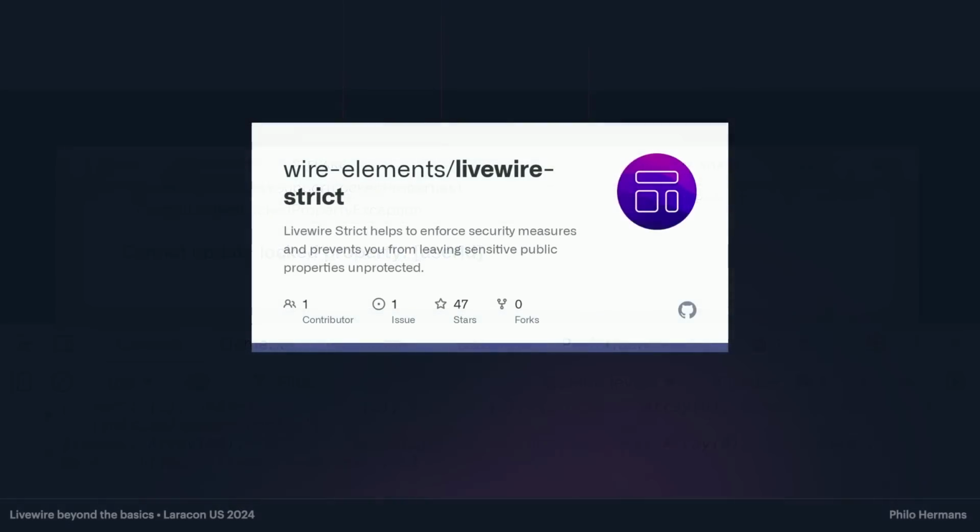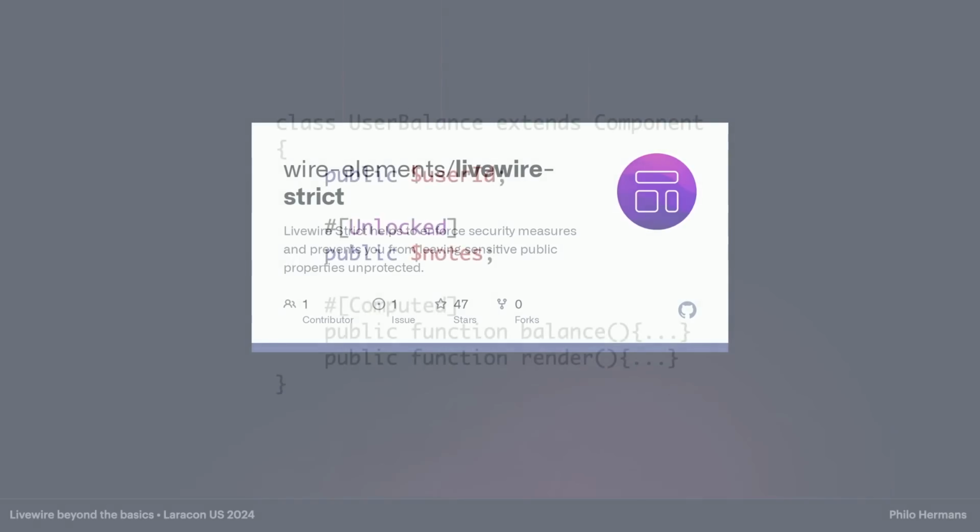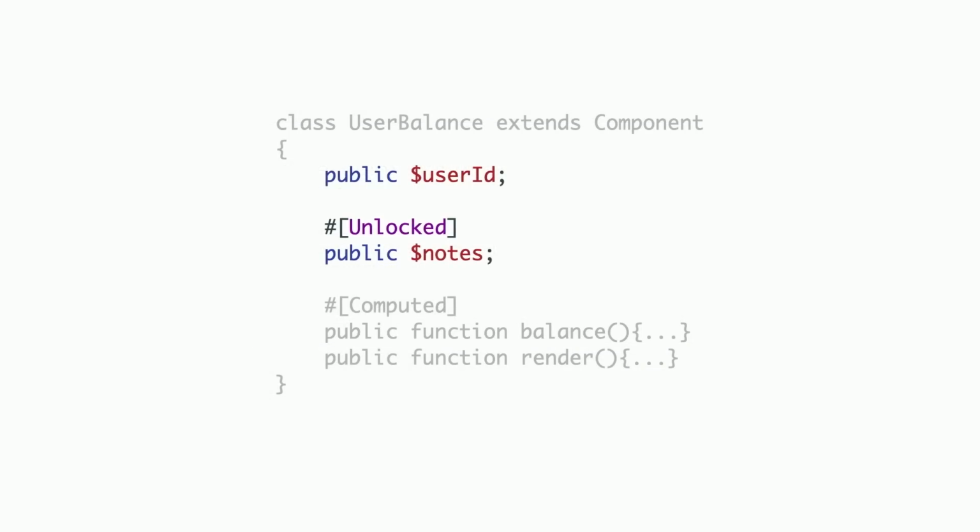A few weeks ago, I also launched this new package called Livewire Strict, which basically does the same as model guard. So this will ensure that all your public properties within Livewire are locked by default, and you can use an unlocked attribute to unlock a given public property. So if you ever want to make sure that you never run into a mistake where you by accident have left a sensitive public property unlocked, in this case you can use this package to ensure that everything is locked by default.